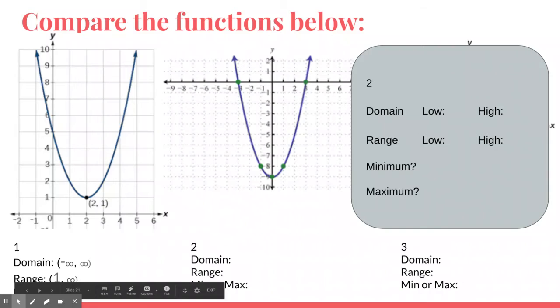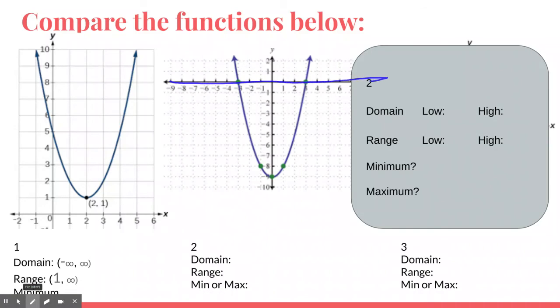So graph number 2, we're starting with our domain. Once again, that's our x-axis, our domain. So because this is going all the way up, not only do these arrows signify they're going up forever, they're also going left and right forever as well. So this is another case where the domain is negative infinity to positive infinity, or you can write all real numbers.